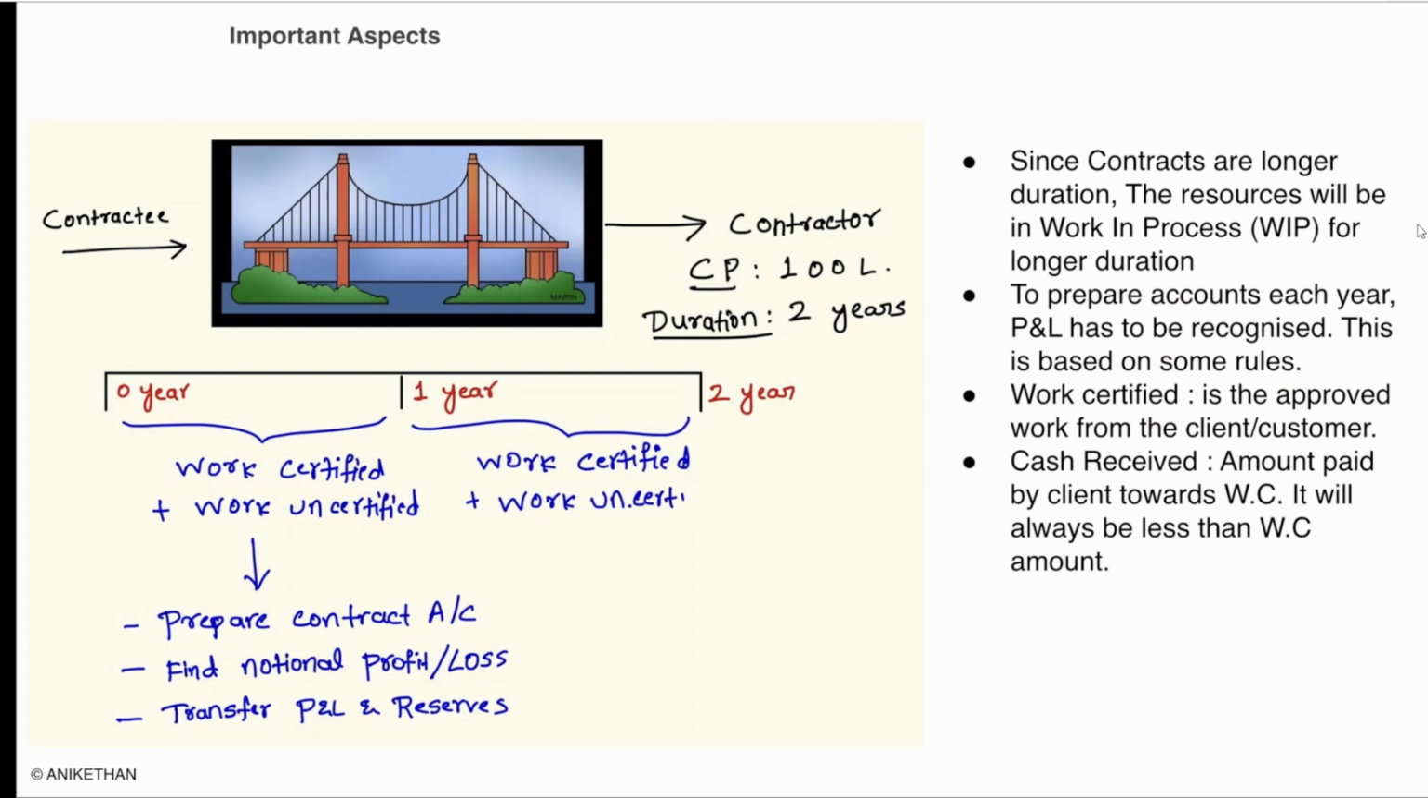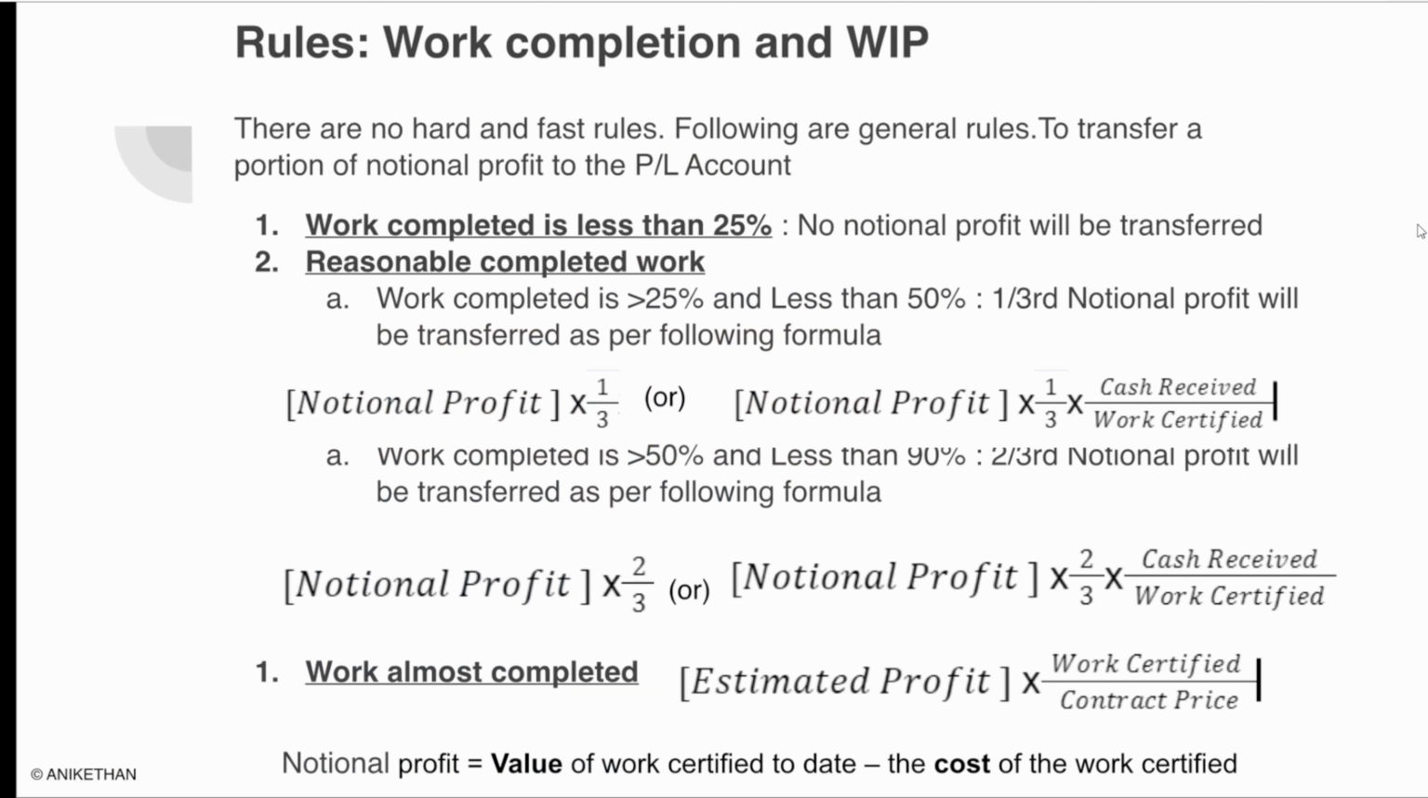So using all of this, you have to prepare the contract account, then find the notional profit or loss. Then based on the rule, you transfer some amount of that to your P&L and some to reserve. What are the rules of work completion and WIP? If the work completed is less than 25% of the contract, no notional profit will be recognized. So that means here it is 0. If reasonable work is completed, when I say reasonable, I will divide it into 2. Greater than 25% but less than half. In such a case, 1/3 of the notional profit will be transferred. So this is the first rule. If it is beyond 50% and within 90%, then you transfer 2/3 of the notional profit to your P&L.